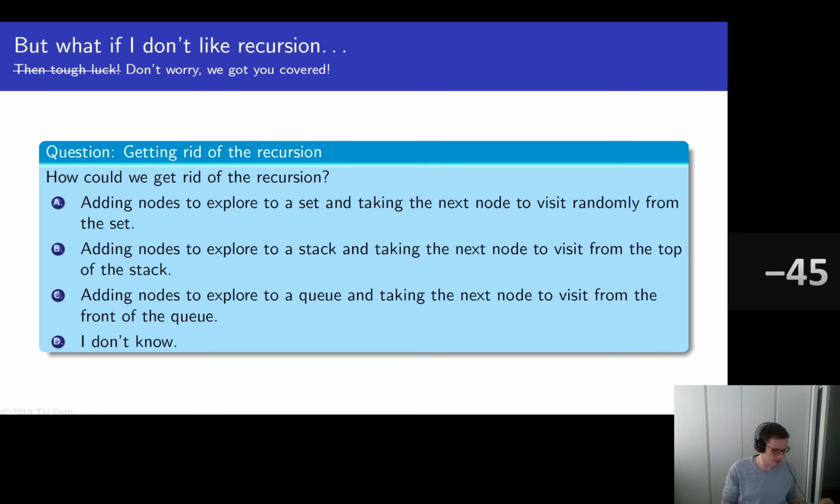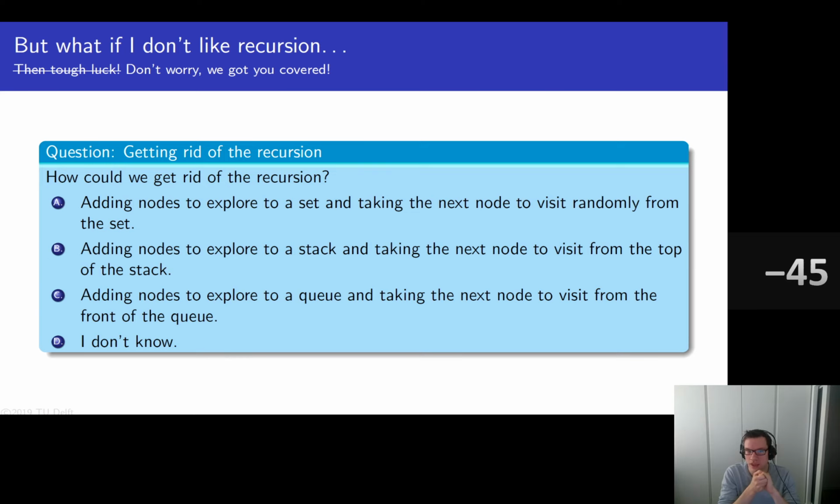Okay, let's see. So, about 1/3 of you for answer B, and a quarter each for A and C, and whatever is left for answer D. Okay, so let's start with answer A. Add nodes to explore to a set and just visit them randomly.